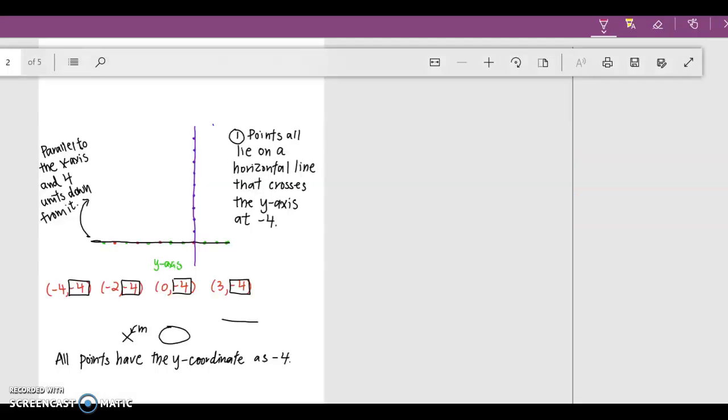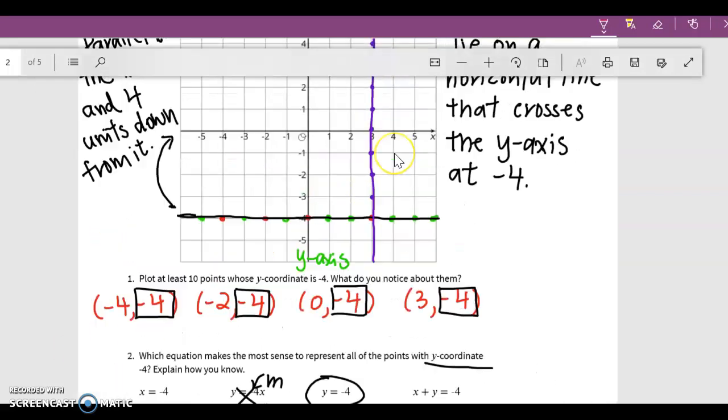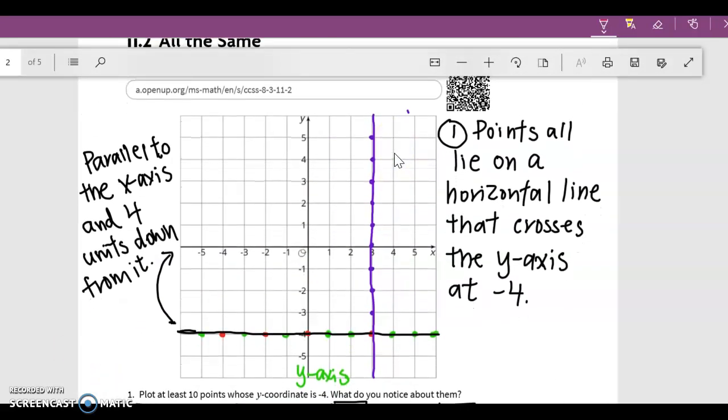So I'm going to go back to my graph right here. I am going to graph x equals -2. So I'm going to look at my x-axis. This is my x-axis. Go to -2. And I know I'm going to have a line that goes through this point. So it has to be a vertical line then. Okay, and I know that this line is x equals -2.